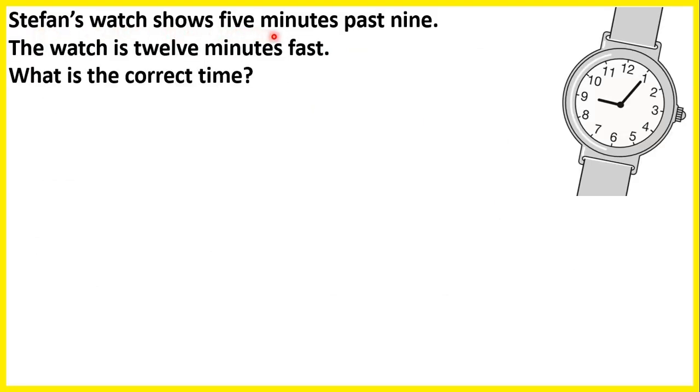Stefan's watch shows 5 minutes past 9. The watch is 12 minutes fast. What is the correct time? So if it's 12 minutes fast, that means we need to subtract 12 minutes to get the correct time. So the watch shows 5 minutes past 9 or 9:05.